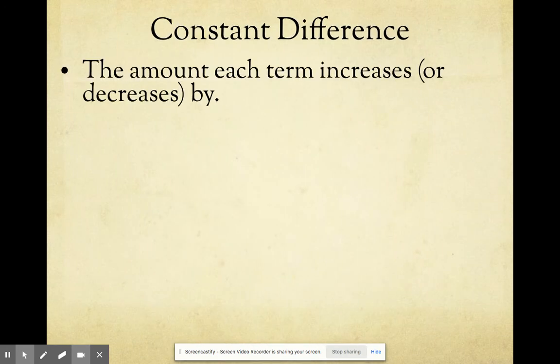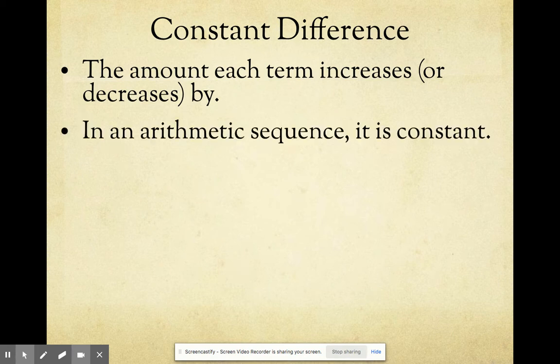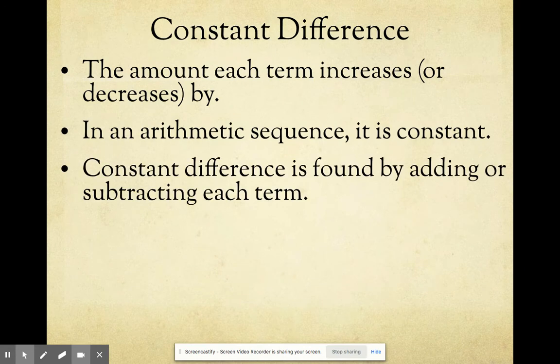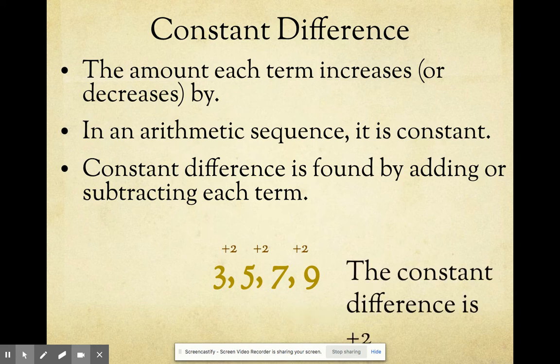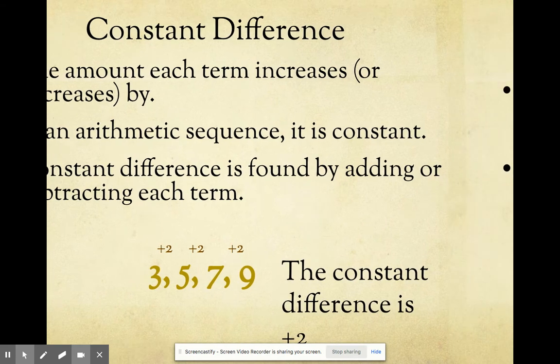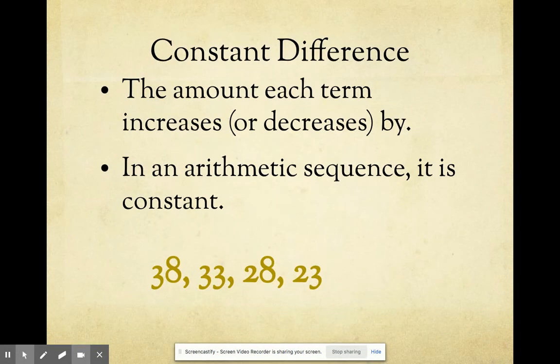Constant difference is the amount each term increases or decreases by. So that's that constant change, right? In an arithmetic sequence, it is a constant, like I just said. A constant difference is found by adding or subtracting between each term. So 3, 5, 7, 9, we are adding 2 each time: plus 2, plus 2, plus 2. We have a constant difference. The difference is plus 2, more specifically.